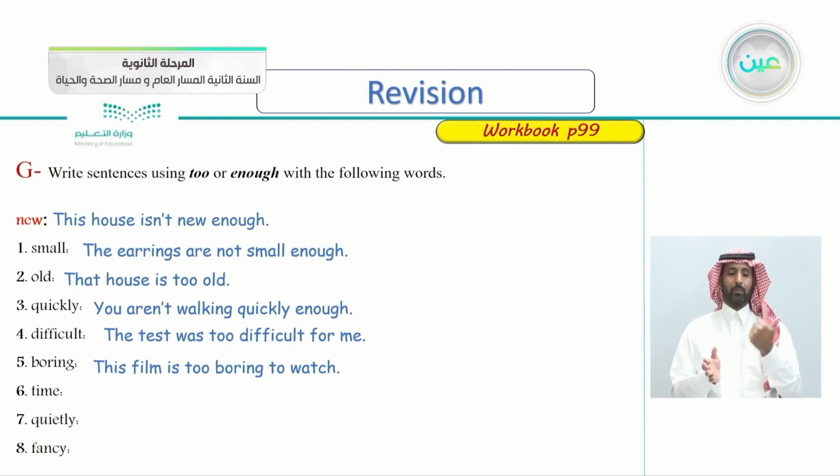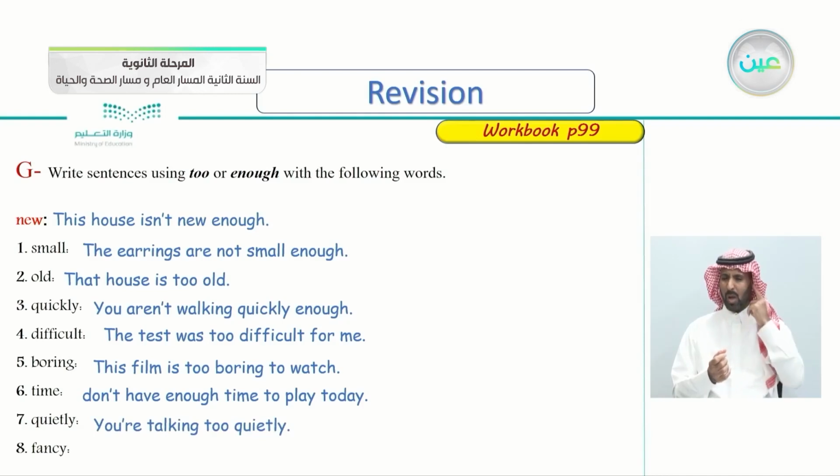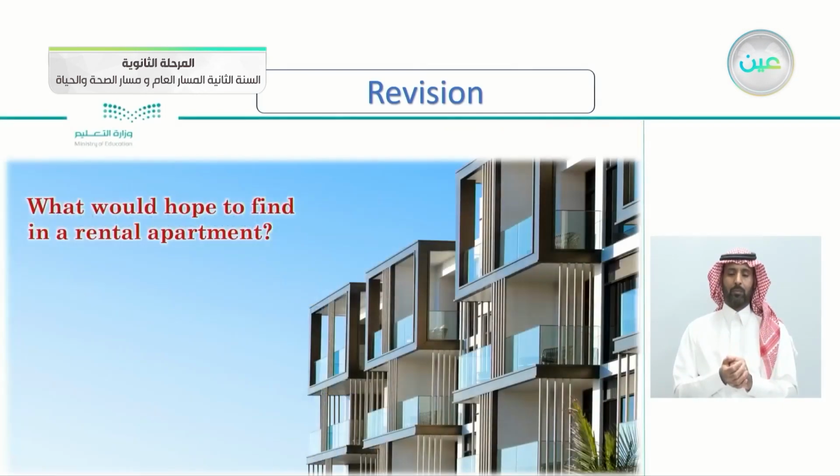Number 6, time. Use too or enough with the word time. Pay attention here. Yes, very good. But I've written, I don't have enough time to play today. Number 7, quietly. Very good. You're talking too quietly. And number 8, fancy. This dress is fancy enough for the dance.